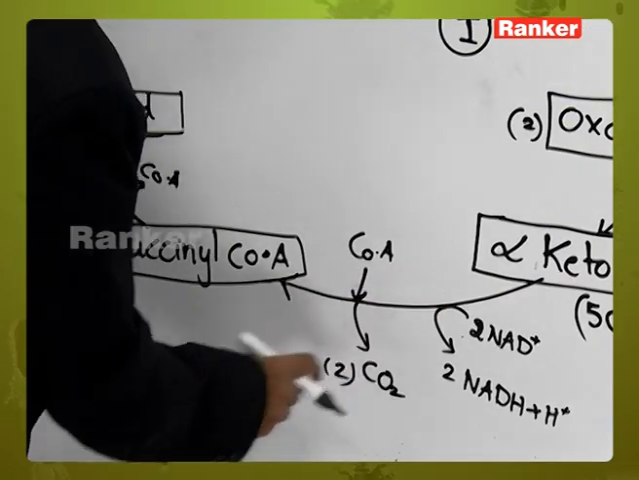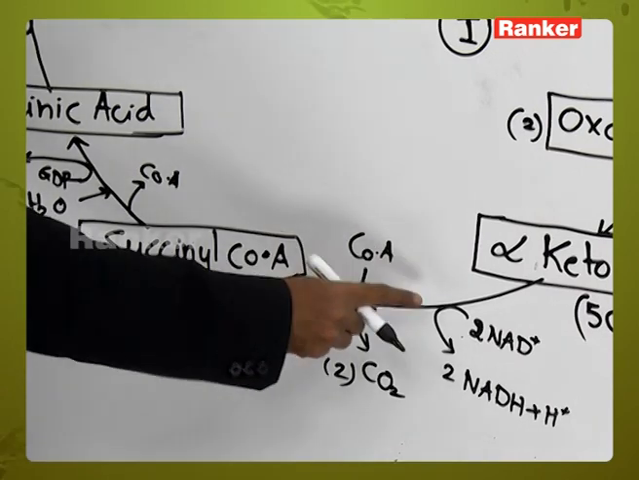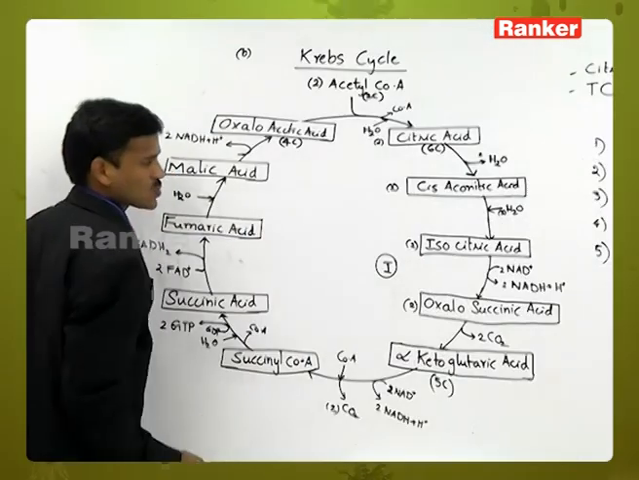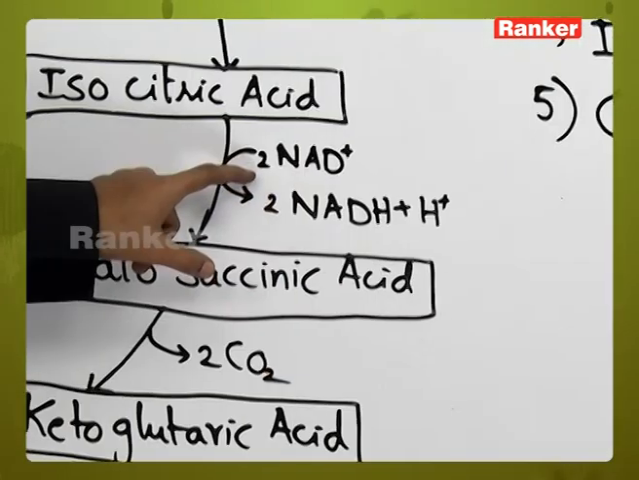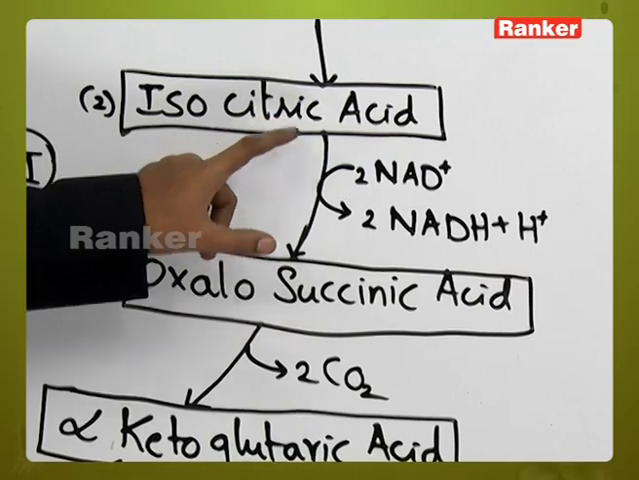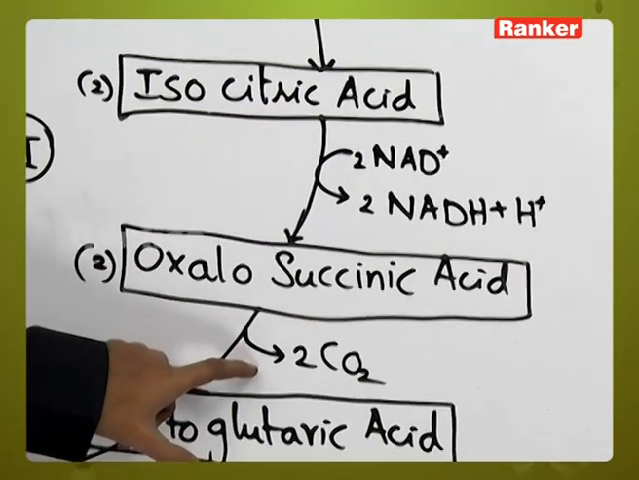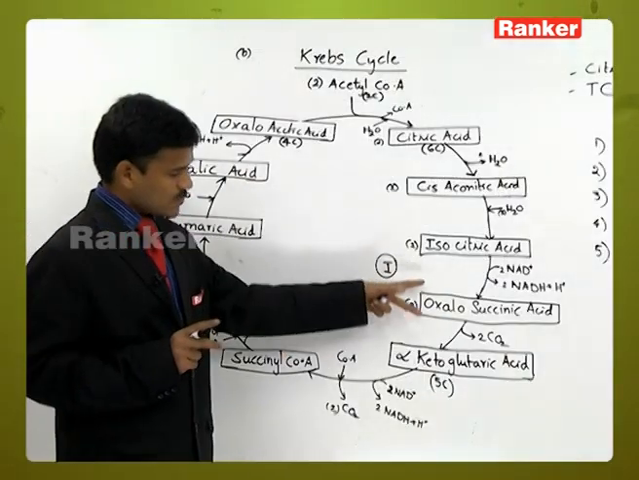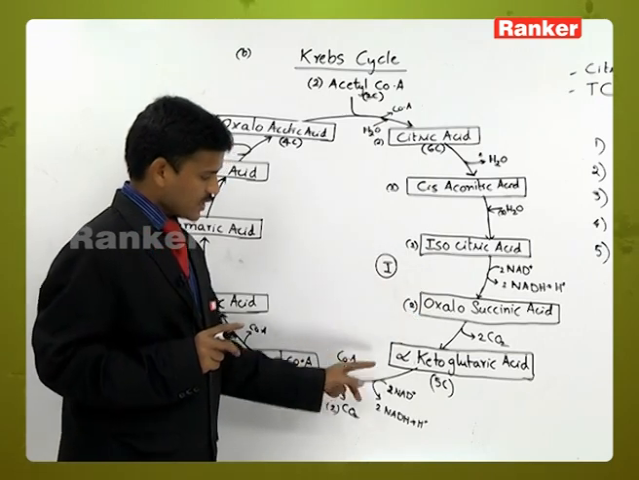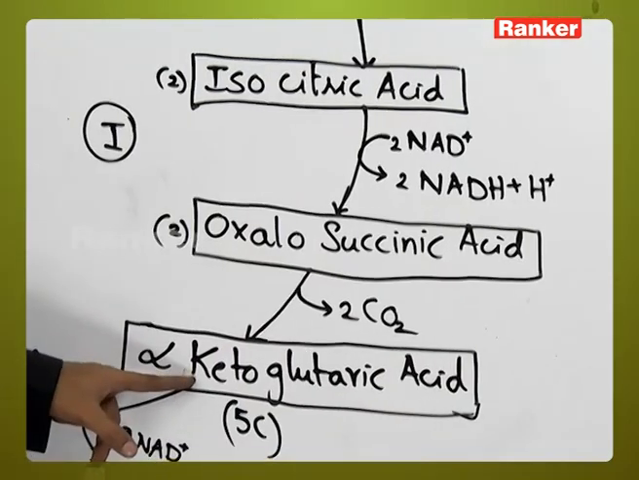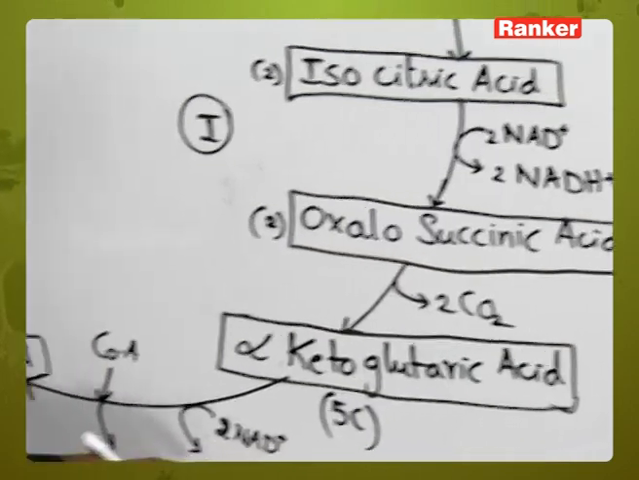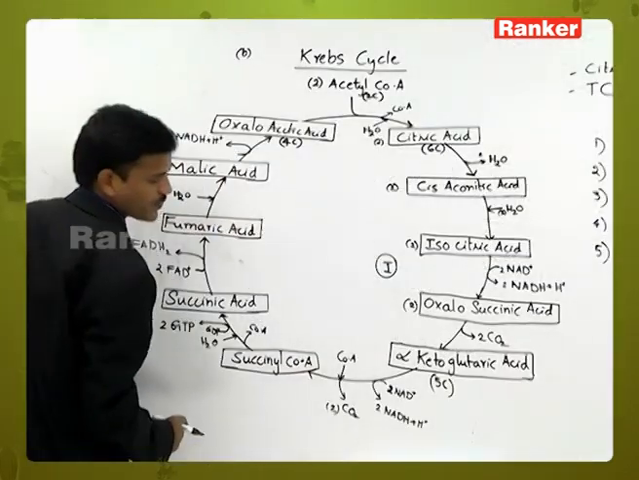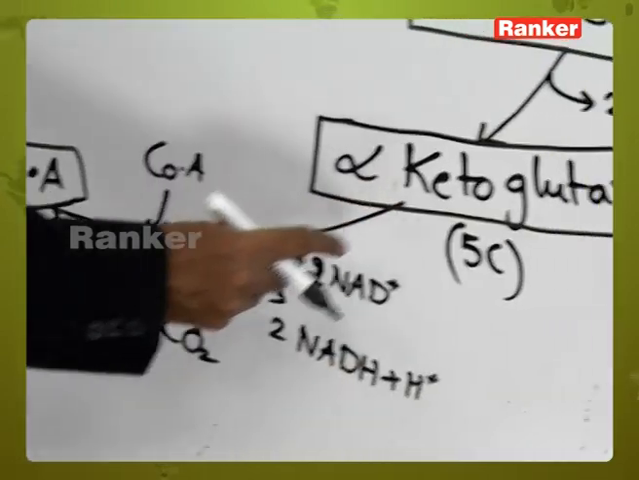So the decarboxylation process is taking place. Next, here one dehydrogenation also. Two reactions: here oxidation means dehydrogenation, removal of hydrogens, and removal of carbon dioxide. So two types of reactions are taking place in this step. Dehydrogenation: from this, hydrogens are removed. The removed hydrogens are accepted by NAD. It is converting into NADH2. So it is oxidized, it is reduced.